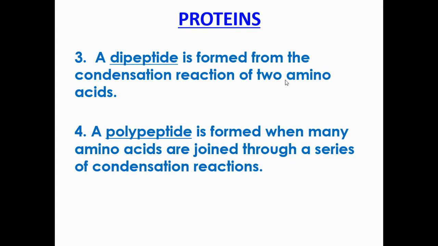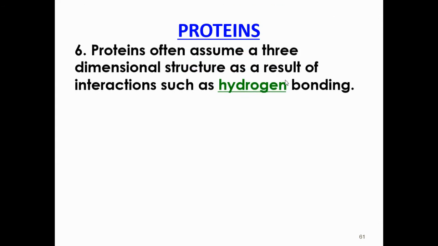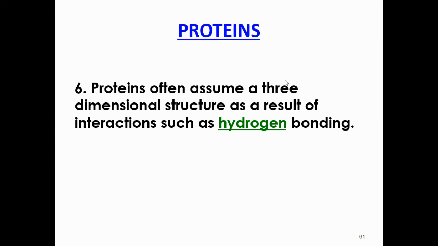A polypeptide is formed when many amino acids are joined through a series of condensation reactions. So you know condensation is putting things together. The prefix poly means many, so you're putting many things together. Proteins are going to be composed of 1 or more polypeptides. So polypeptides are really big, and we have to have a bunch of these in order to actually get a protein. Proteins often assume a 3-dimensional structure as a result of interactions such as hydrogen bonding.